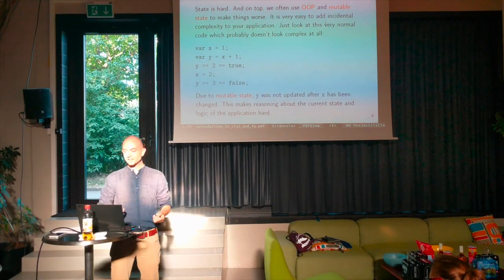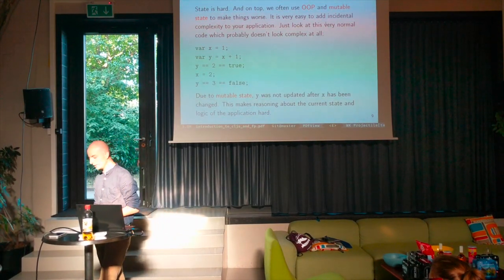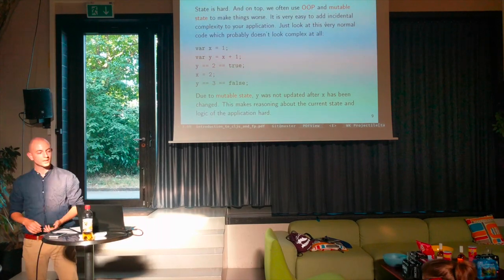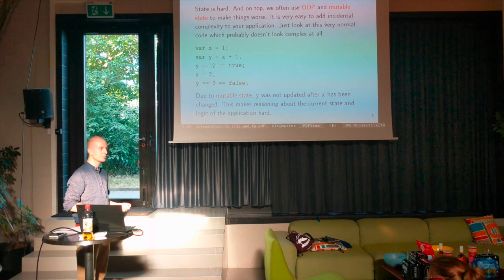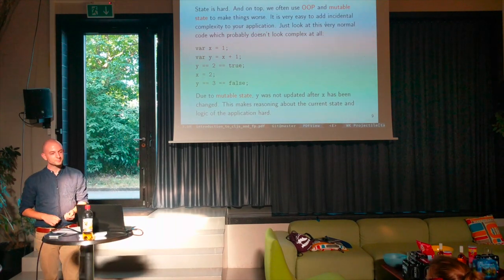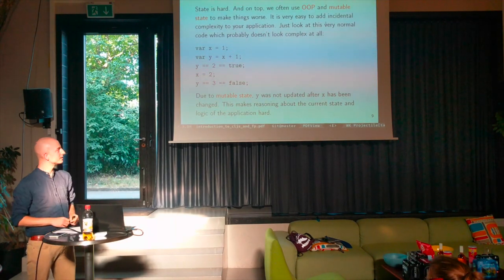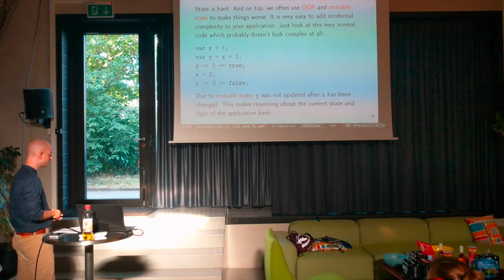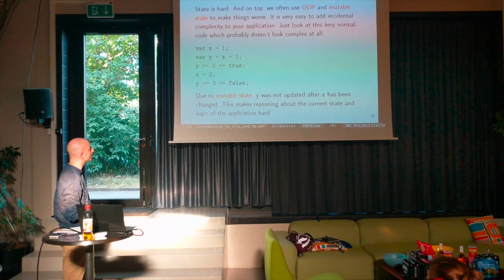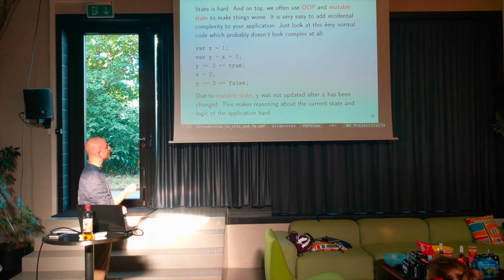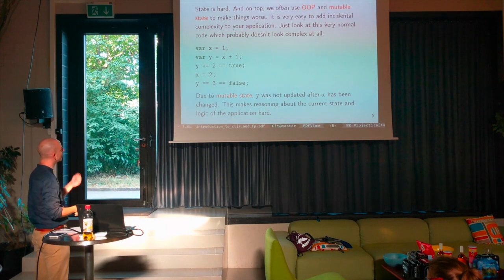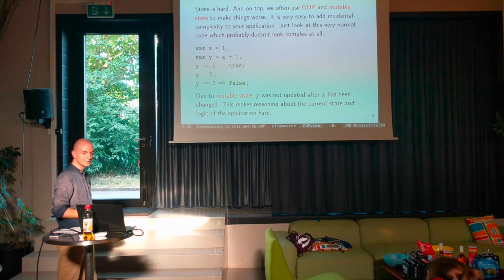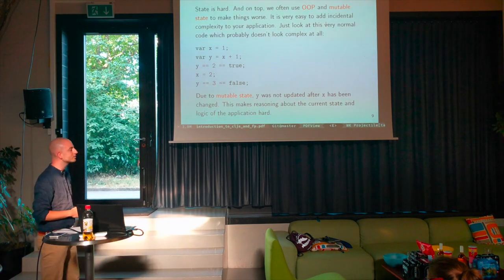Let me make an easy example. What do I mean by complexity in software? This is a made-up language. By chance, it looks similar to JavaScript. I'm going to propose that state is hard, and we're using the wrong tools to make it less hard. Because what we like to use is, for example, object-oriented programming and mutable state. Well, what do I mean by this? Let's look at this easy code, but it's not simple.